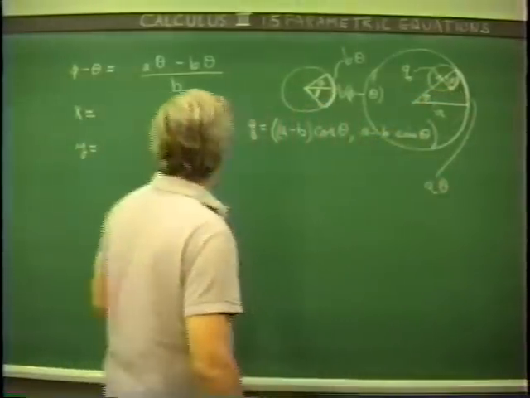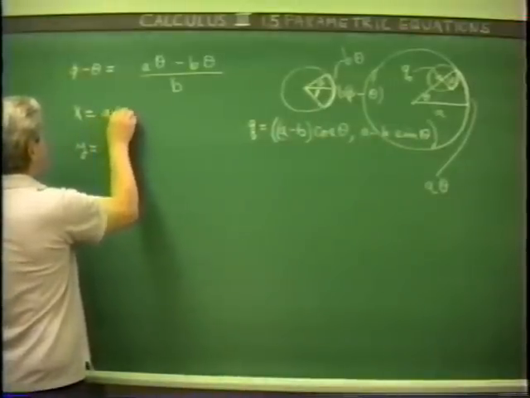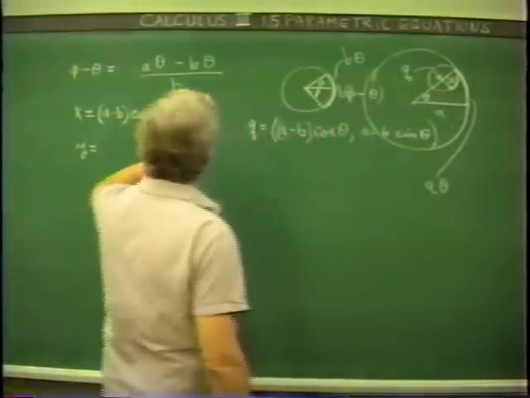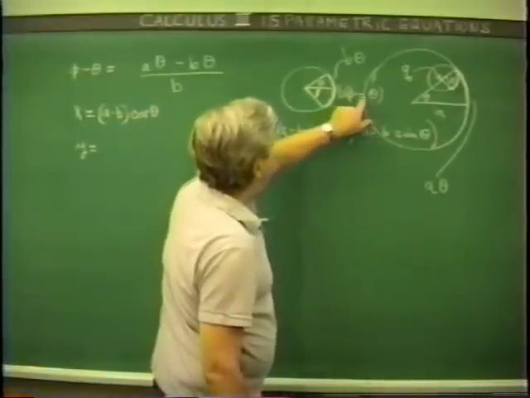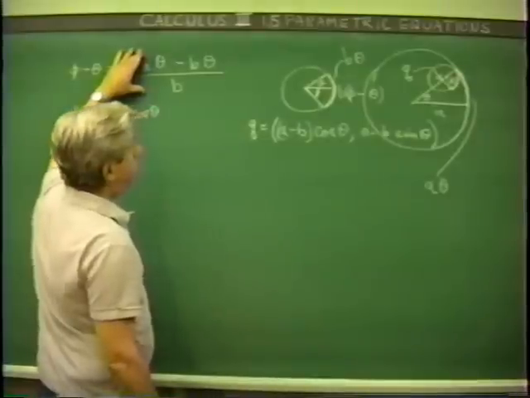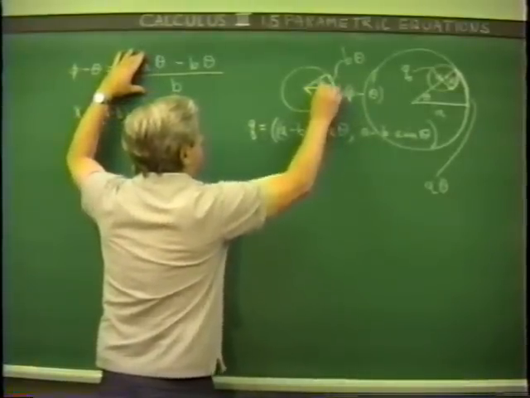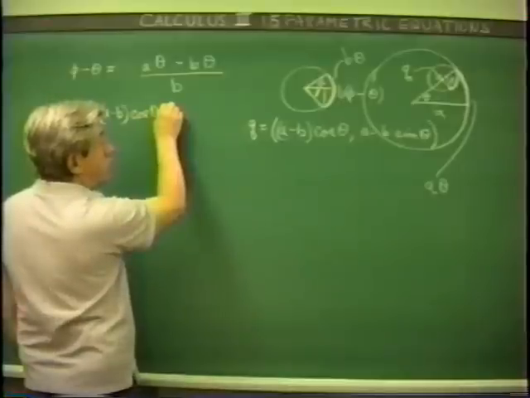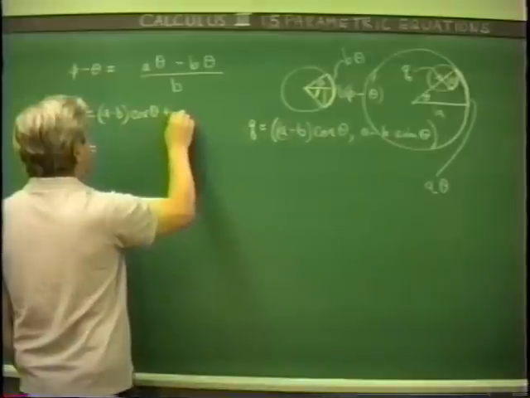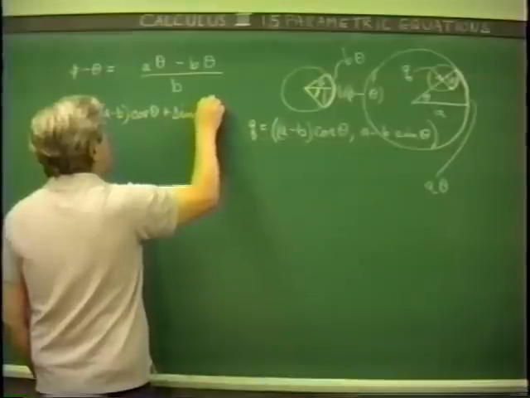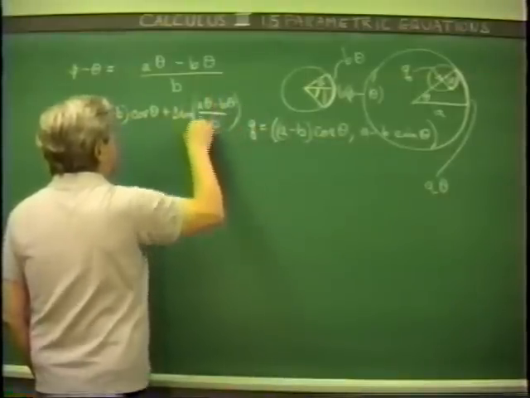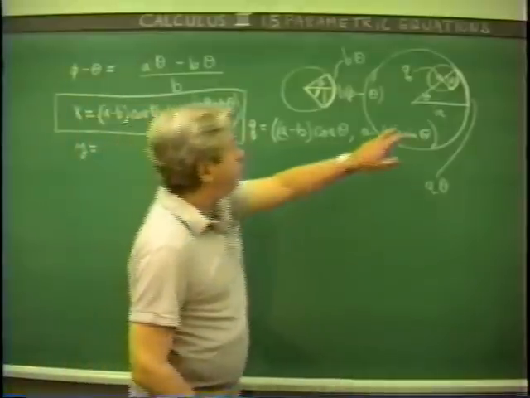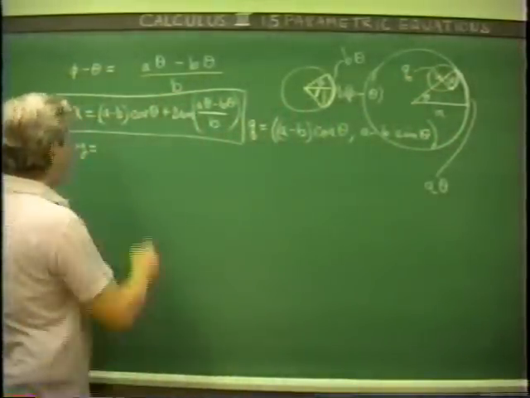We want the x coordinate at this point here, so if we go from the midpoint over to there, what we should do for the x coordinate is we go to A minus B cosine theta, and we wish to add this x coordinate over here. Well, this angle right here is phi minus theta. What we wish for the x coordinate is this part right here, that's to say sine of this angle. So we want to add on sine of this angle, A theta minus B theta over B. And this then will give us the x coordinate of the point gotten when you roll the small circle around inside the large one.